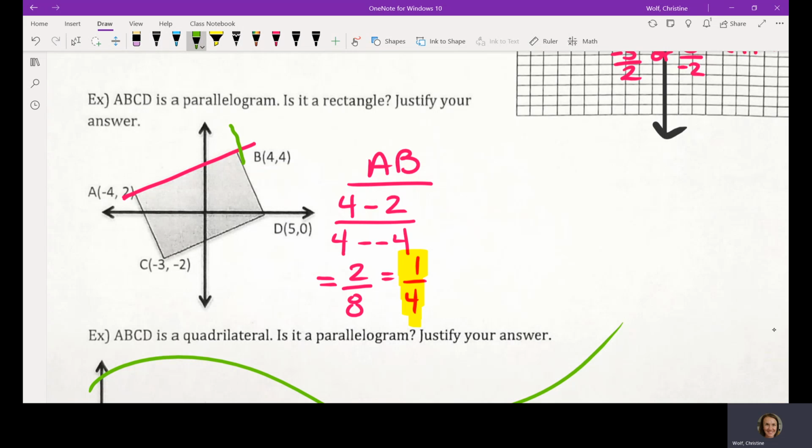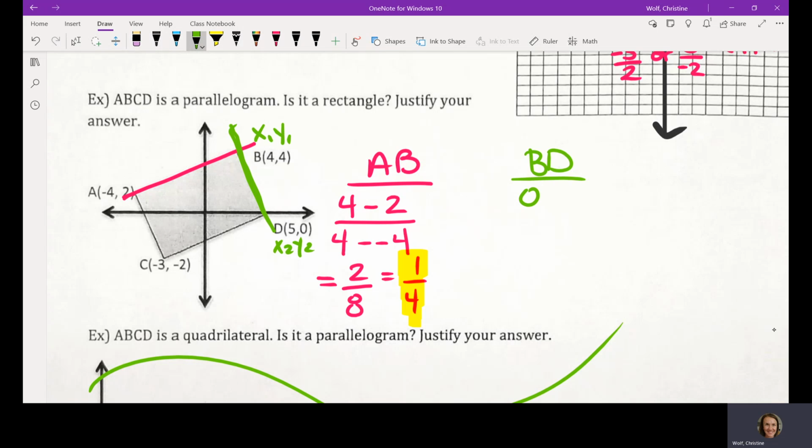Now I'm going to find the slope of the other side running across it. We'll call that line BD. So same deal, I'm going to find the slope. So now this is my x2, y2. This is my x1, y1.